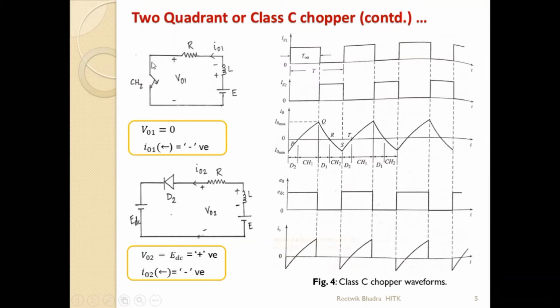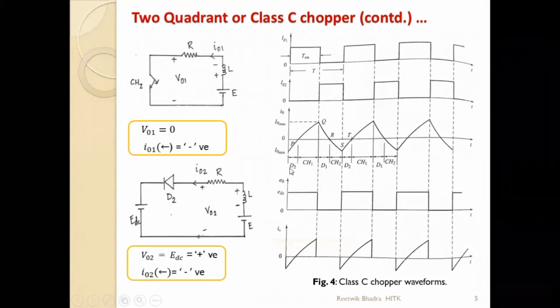Okay, the CH2 region. First, we'll do the CH2. What is V01? It is 0. During the CH2 region, how will we plot my E0 over here? 0. See, during the CH2 region, how is it plotted? 0. And the current is negative. And when D2 is on, that means during this region or this region, whichever you want to take, we'll start with this region only because this is the initial start.